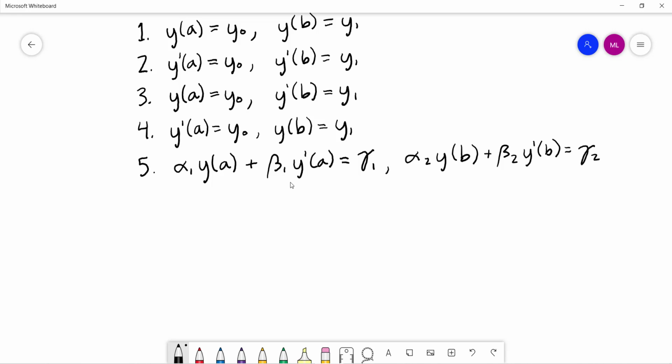Okay, see a lot of Greek letters here. So what are these conditions? They look much, much worse than these ones up here. And they're basically a linear combination of specifying both what y, so the value on the left, and the slope on the left, some linear combination.